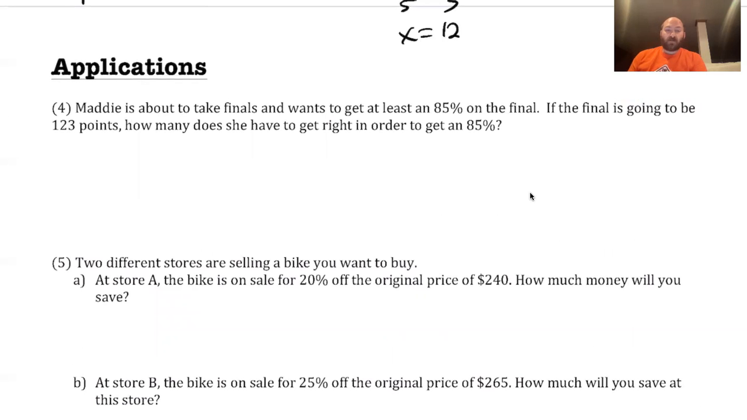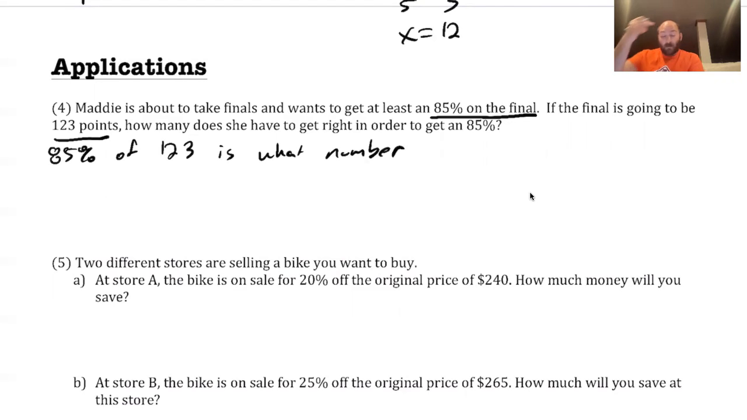So Maddie's about to take finals and wants to get at least an 85% on the final. If the final is going to be 123 points, how many points does she have to get right in order to get her 85%? So another way of thinking about this is she wants to get 85%. So we're kind of saying this: 85% of 123 is what number? Okay, tying it back, that's a way to kind of reinterpret this.